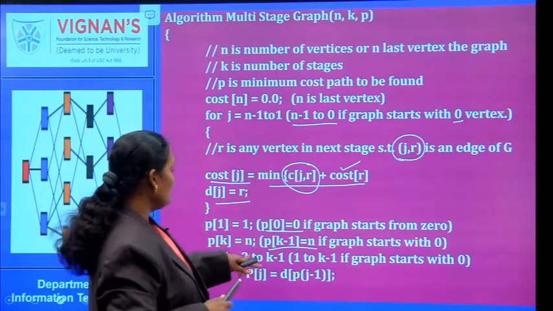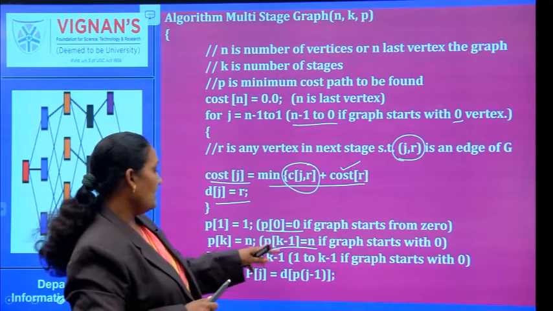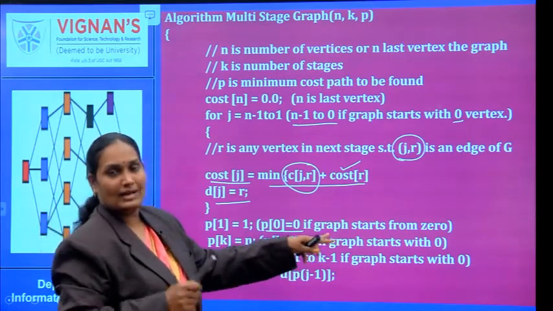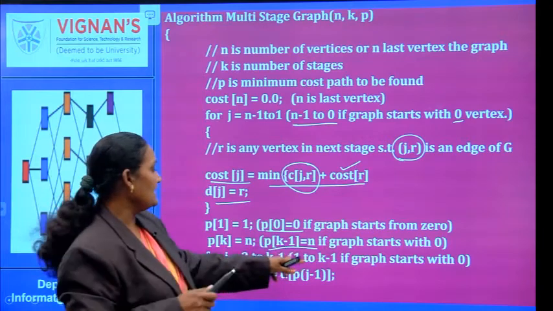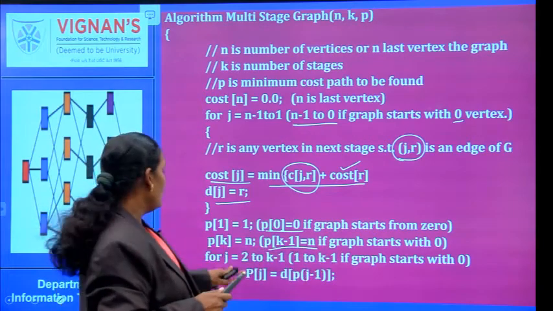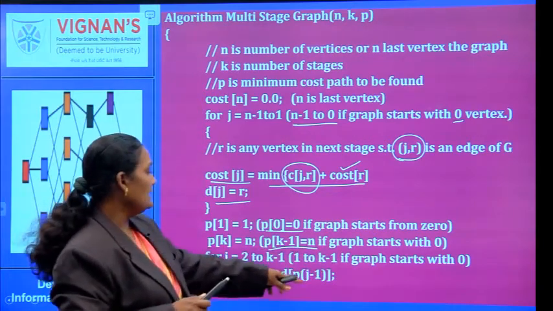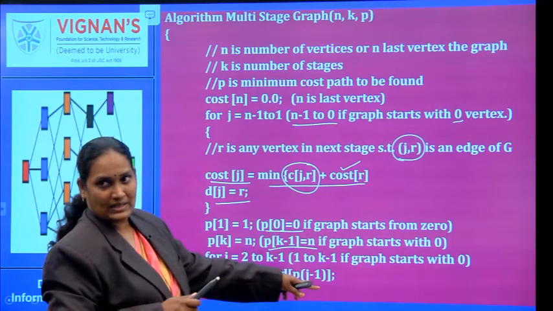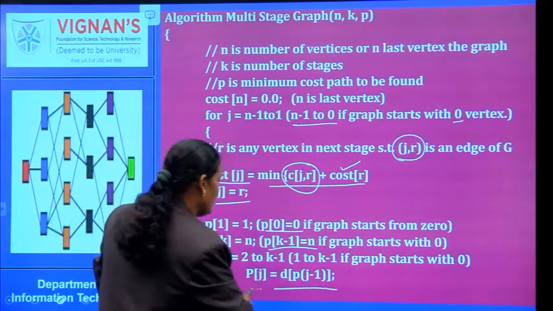Now for j is equal to 2 to k minus 1, or 1 to k minus 1. If your graph starts with 0, in that case you need to take 1 to k minus 1. Now P of j is equal to d of P of j minus 1. So by this we can find the path.